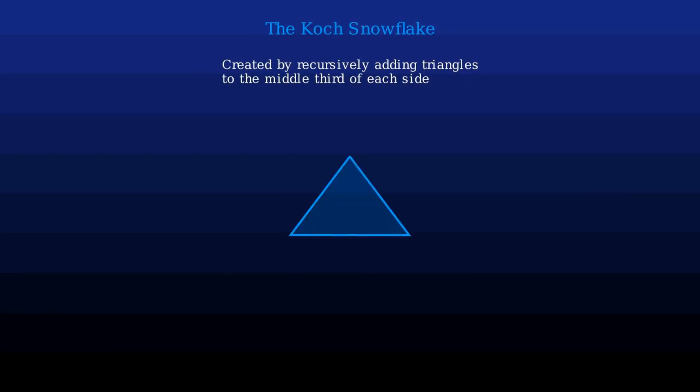The Koch Snowflake begins with an equilateral triangle. In the first iteration, we replace the middle third of each side with two sides of an equilateral triangle. As we continue this process, each straight line is replaced with 4 smaller segments, creating more detail with each iteration.